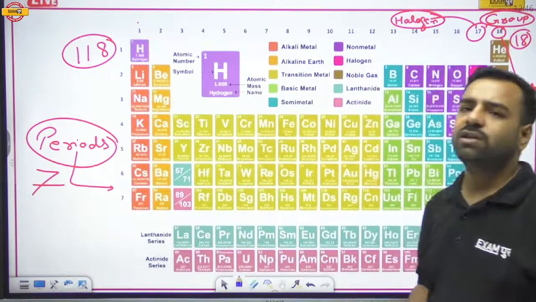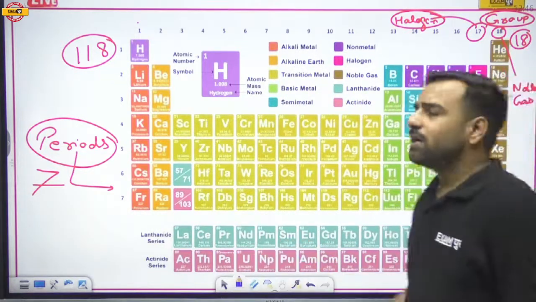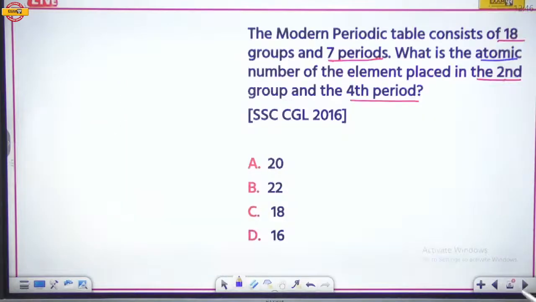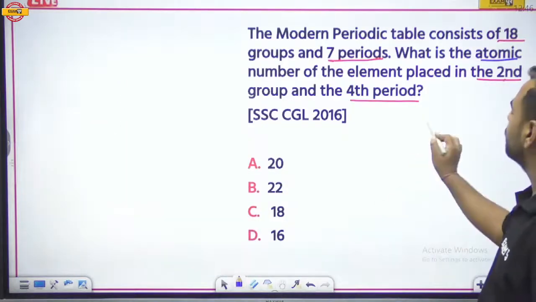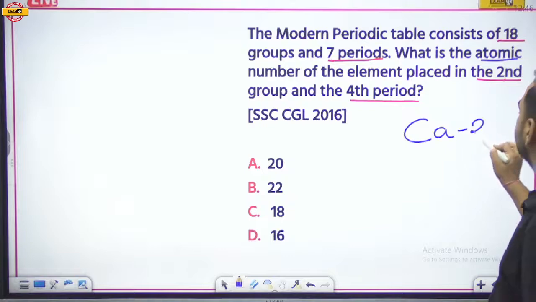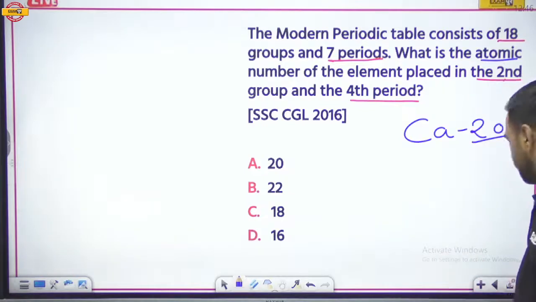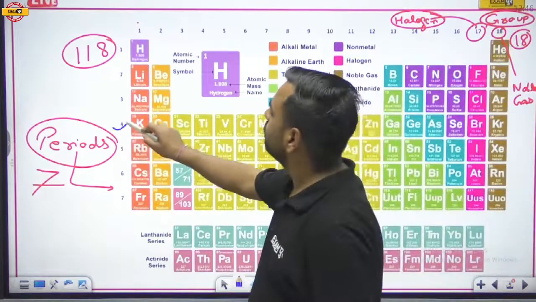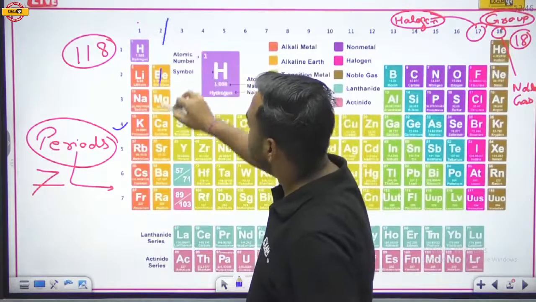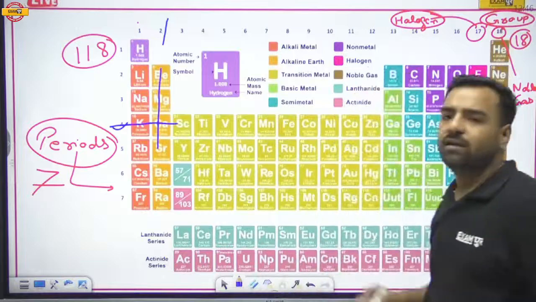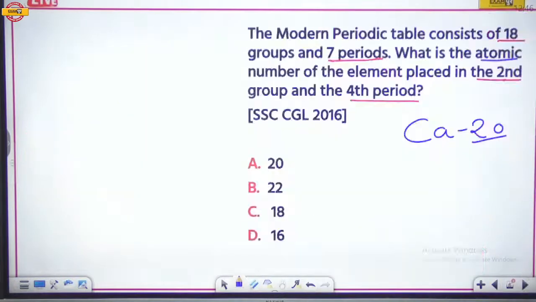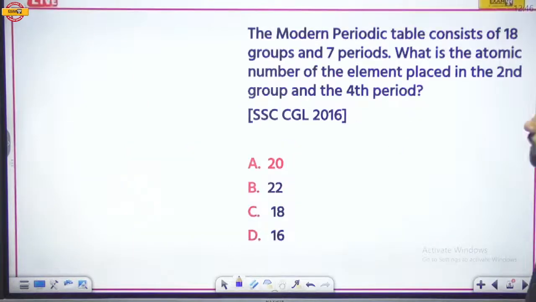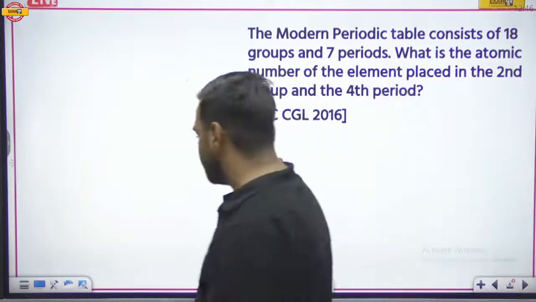We'll be having more questions and we'll have a look at them. Let's move forward now. So here we are talking about calcium. For calcium, we know its atomic number is what? 20, right? Just have a look. Here we have calcium in the fourth period and second group, right? So what's the atomic number here? For calcium, we have atomic number 20. So option A is going to be the correct answer. As simple as that. Okay. So I guess this point is clear to you.